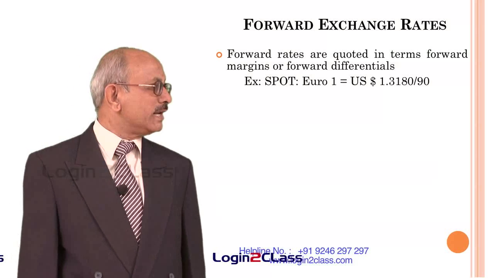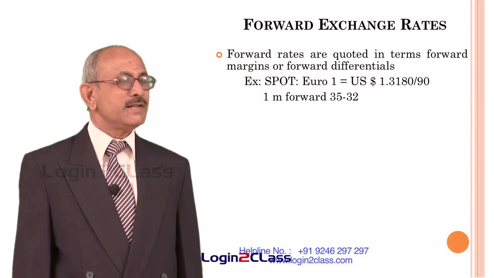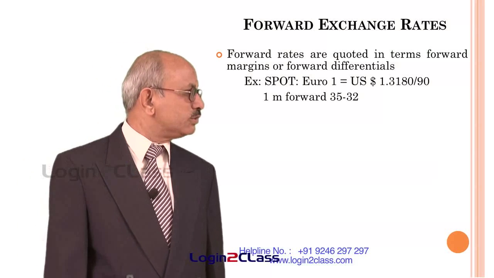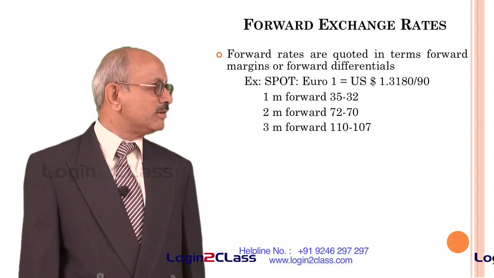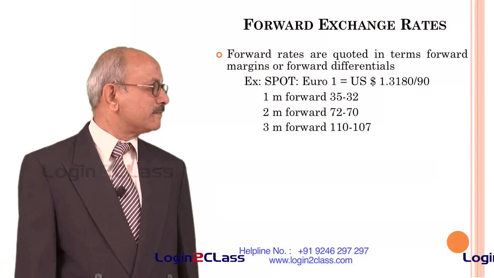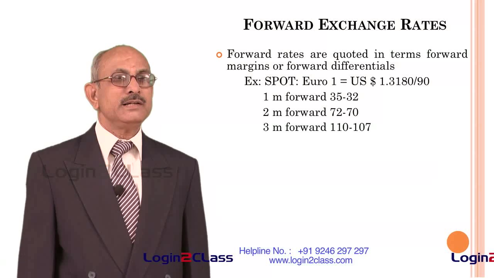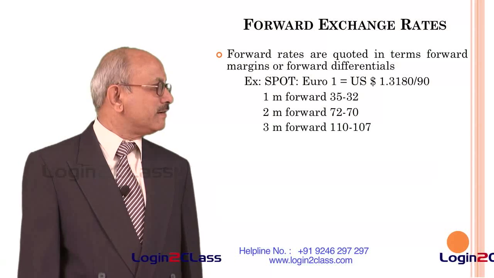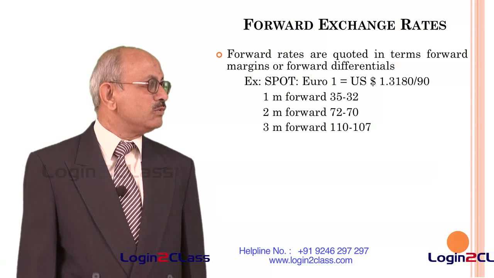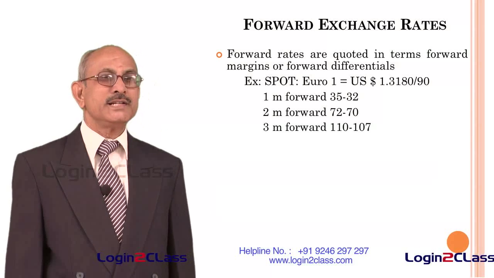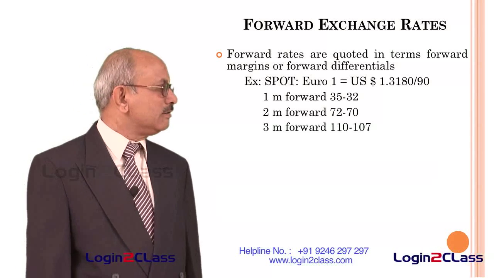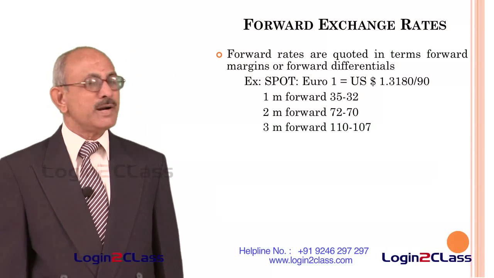And now we want to calculate 1 month forward. So if the rate quoted is 35.32 for 1 month forward, 72.70 for 2 months forward, and 110 to 107 for 3 months forward, what does it mean? It means that 35 has to be added to 1.3180 and 32 has to be added to 1.3190. That will give you the forward rate after 1 month, both buy and sell.